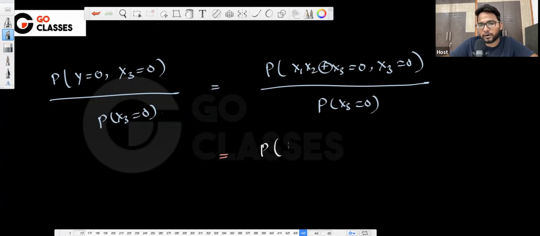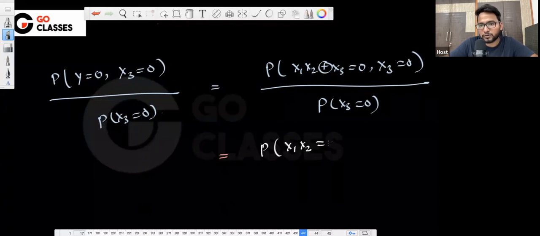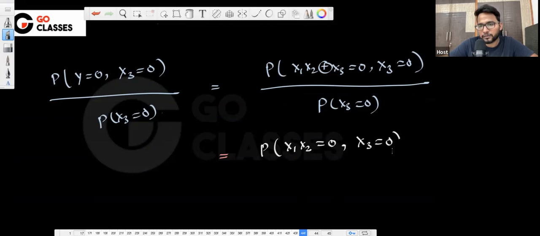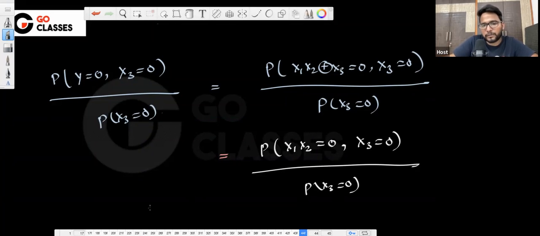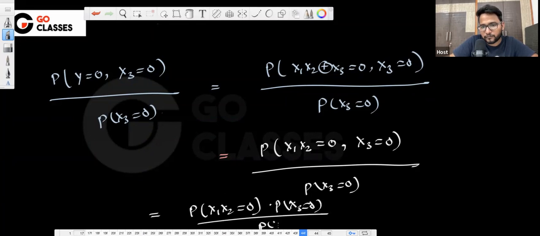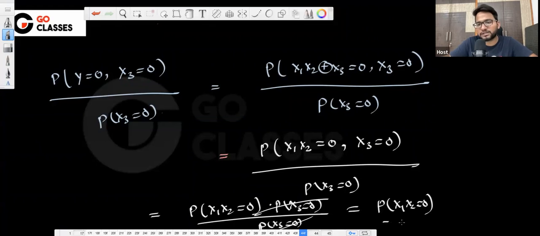So now it will be probability of x1 x2 equal to 0 comma x3 equal to 0 divided by probability of x3 equal to 0. Now you can separate it out, and then you will have probability of x1 x2 equal to 0 into probability of x3 equal to 0, but that will just cancel out, which is actually equal to x1 x2 equal to 0. Right? So finally, x1 x2 equal to 0 that we have already seen, that is 3 by 4. So 3 by 4 is the correct answer here, right?